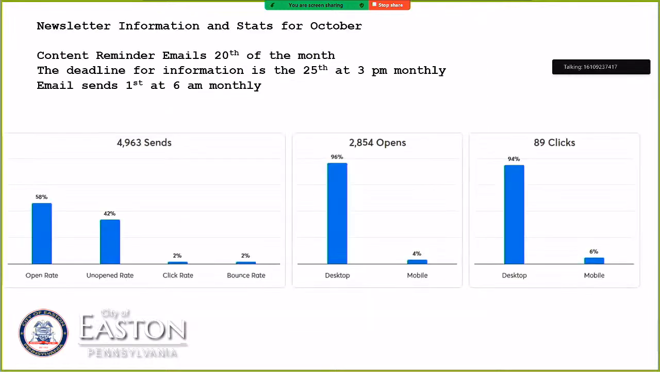So the newsletter went out again for the second month in a row. Every month, the directors and local organizations will get an email on the 20th of the month saying, hey, send me your content. On the 25th, I ask that your content is due. And then on the 1st of the month, the email goes out early in the morning.